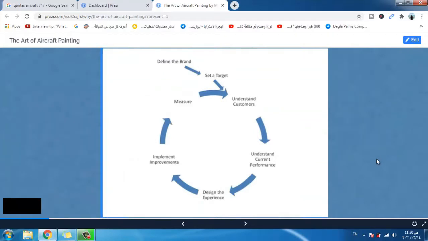So it's like a circle of sustainable improvement. Firstly, define the brand, then set a goal, then understand the customer, then understand current performance, then design the experience, then implement improvement, then continuously measure.